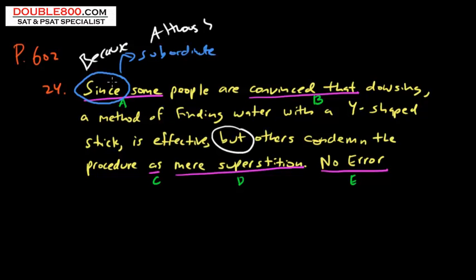So how do we cure it? We simply get rid of the "since," and let's take a look now. What if we said, "Some people are convinced that dowsing, a method of finding water with a Y-shaped stick, is effective, but others condemn the procedure as mere superstition." This works. There is contrast. We have a coordinating conjunction of "but," perfectly fine, but you can't have the "since" because that would indicate it furthers it. So it doesn't make sense.